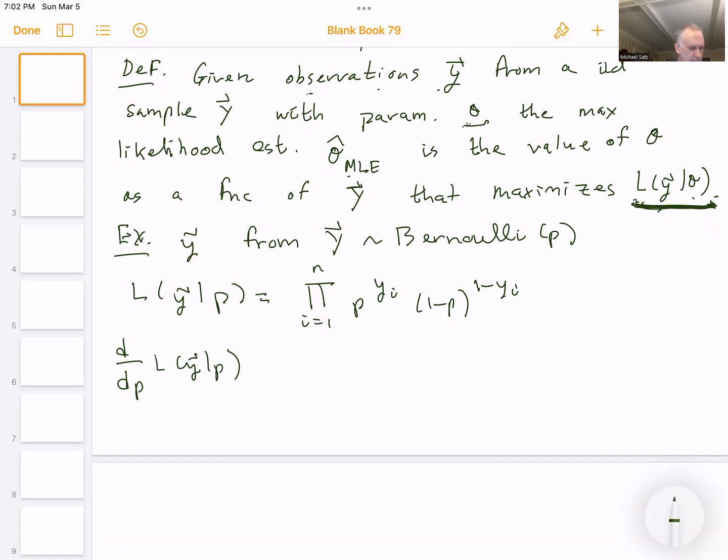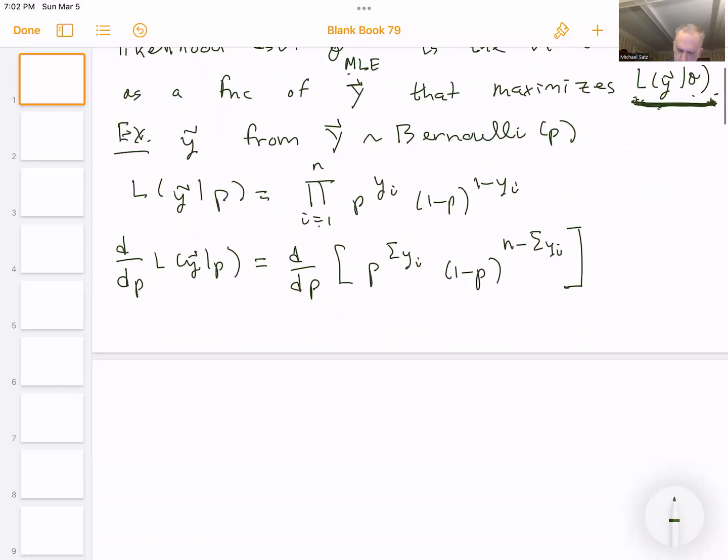So look, this is kind of a mess. We don't want to use the product rule with all of this. So let's first apply this product, and then we'll take the derivative of that. So d/dp, I have p to the sum of little y's. Remember the y's are constants in this, what we're doing here. And (1 - p) to the n minus sum y_i. The variable is p. Okay, good. We still have one product. There's a way to avoid even that, but let's go ahead with the product rule here and differentiate.